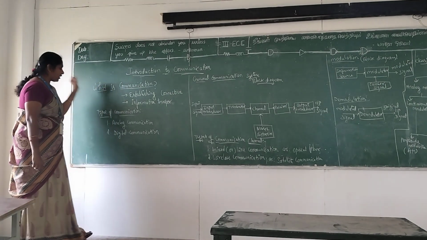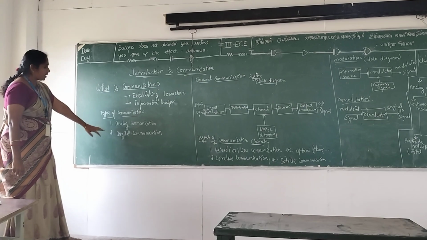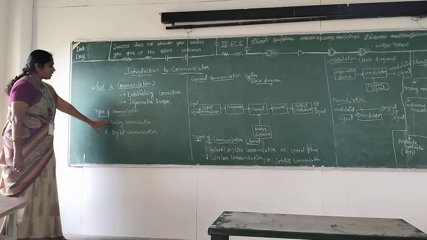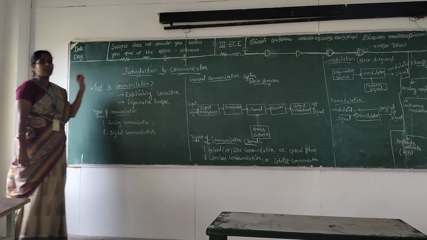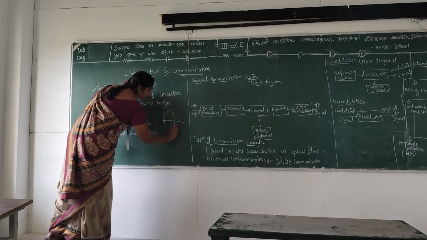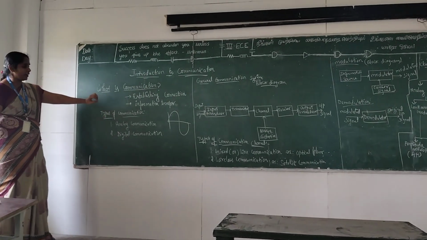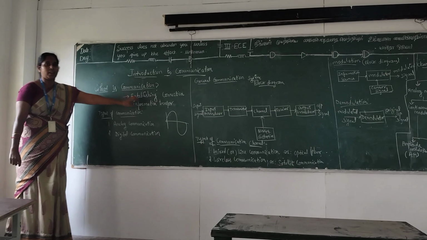For communication, there are two types. One is analog communication, and the other is digital communication. In analog communication, the information is in the form of analog signals, that is, continuous signals. Here, the input is also analog, that is, the information signal is analog, and the carrier is also analog.